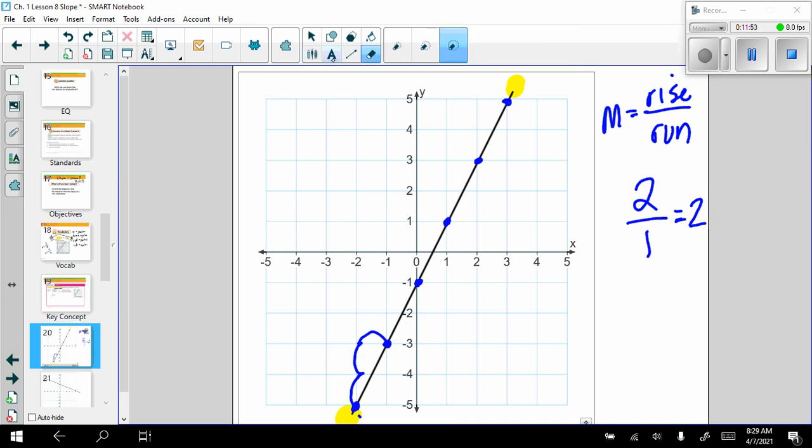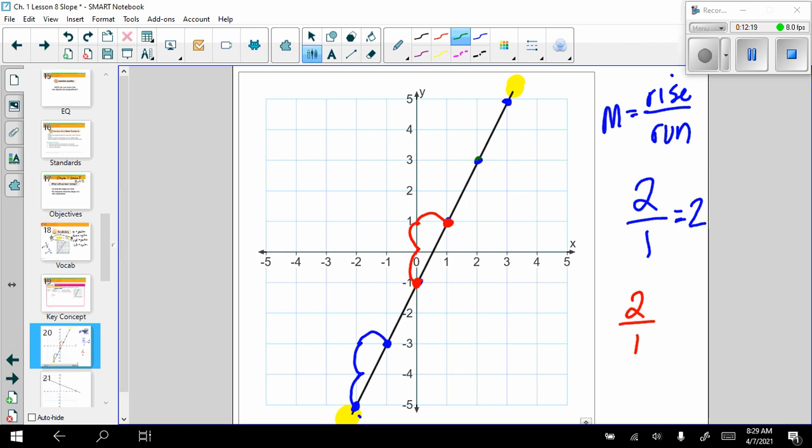Let's go from a different set of points, and let's just see if we get the same thing. So here's a point that goes to the bottom corner of a box. Here's a point that goes to the bottom corner of the box. Now I'm working in red. How many do I go up? 1, 2. That's a positive 2. How many do I go over? 1. That is a positive 1. So my slope is 2 over 1.